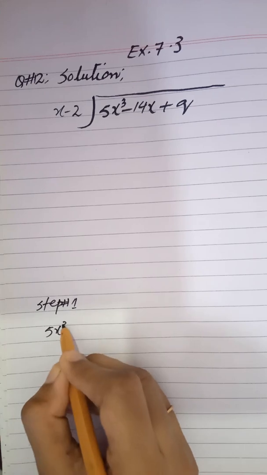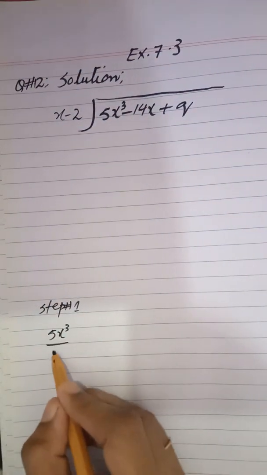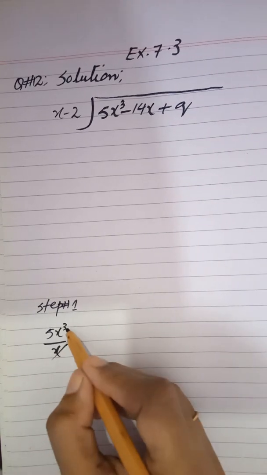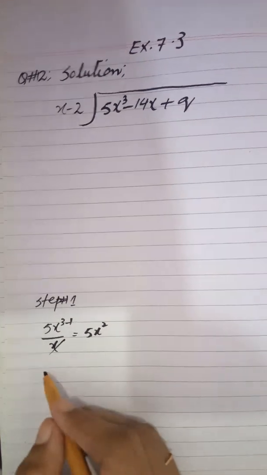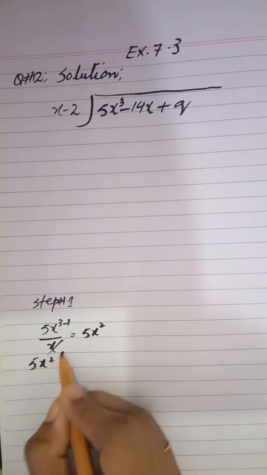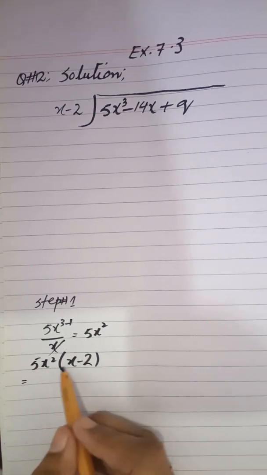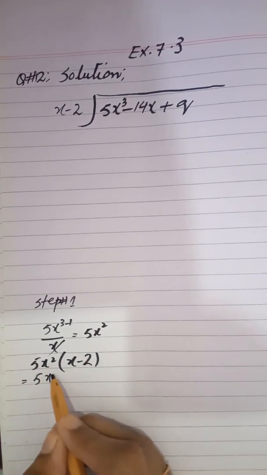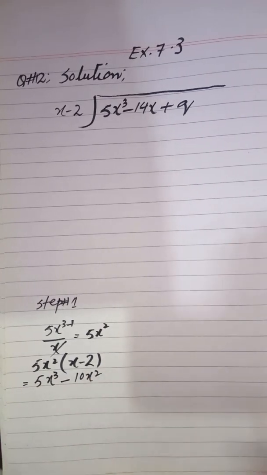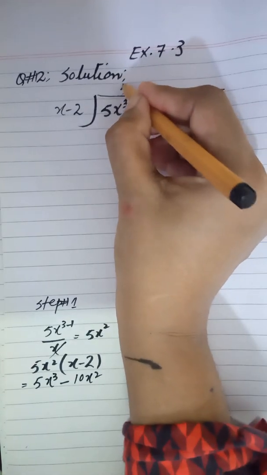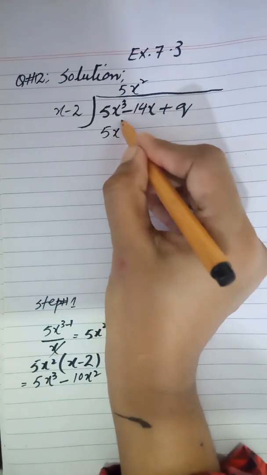We have to take the first term of the dividend and the first term of the divisor. 5x cube divided by x. Cancel this x, I am getting 5x square. Multiply this 5x square by x minus 2. Okay, so 5 ones are 5, and x and 2 and x square, x cube, plus minus minus 5 2s are 10 and x square. So by multiplying 5x square I am getting 5x cube minus 10x square.